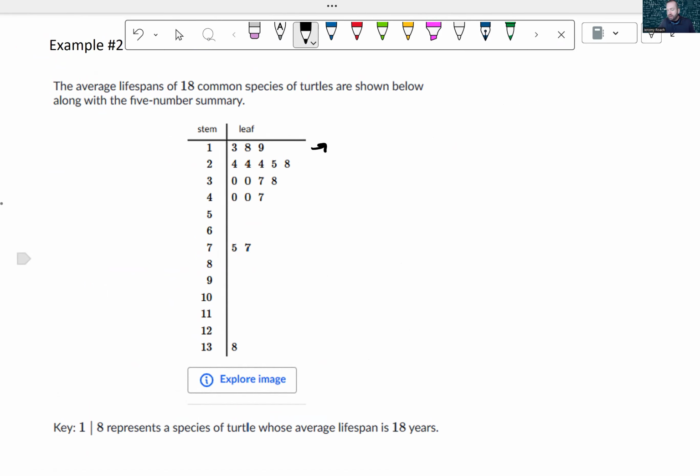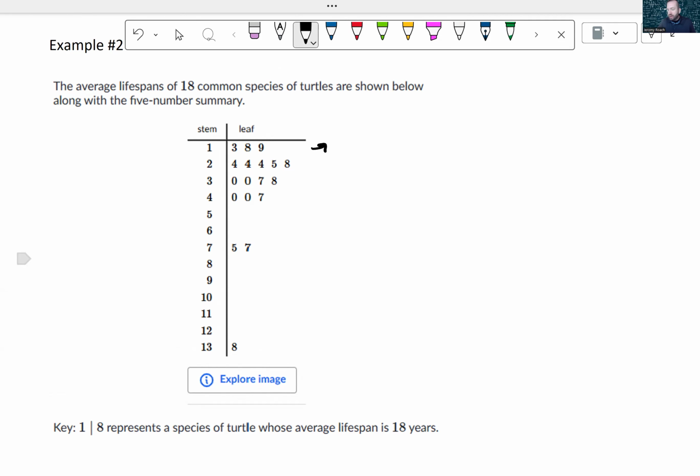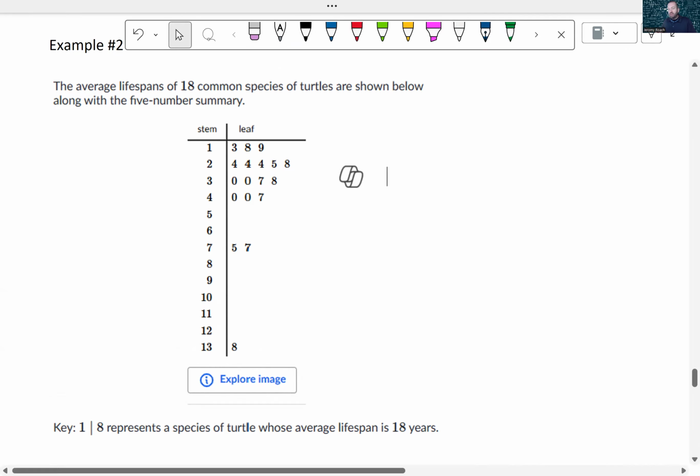You can think of this as the tens column. The stem is the tens column. The leaf is the ones column. So for this first section here, this would be 13, 18, 19. It's just another way for them to write those numbers in a little bit of a shortened method. So this is very similar to a dot plot, but it's a stem and leaf plot. And you've probably seen these in earlier grades as well.